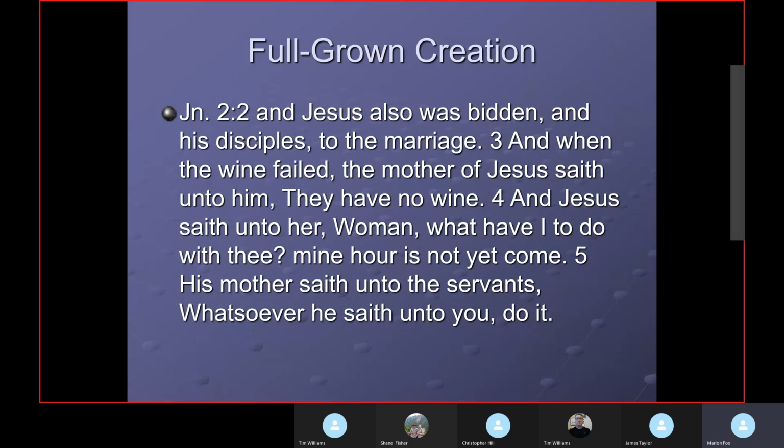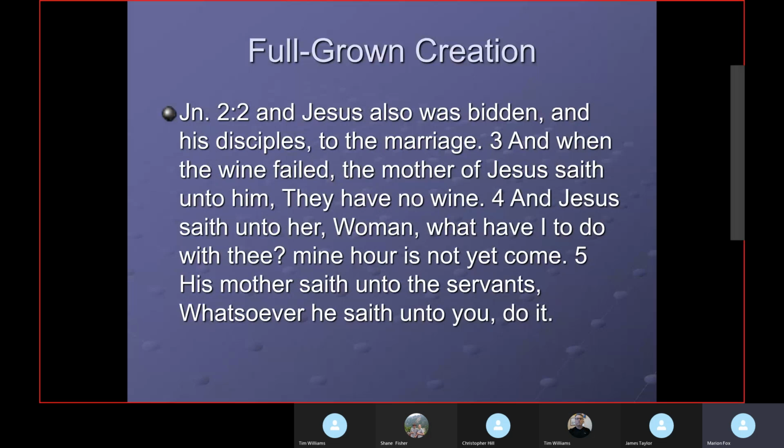And I would argue that Jesus didn't get the whole crowd drunk. He didn't create a bunch of alcoholic wine to get them drunk. And so I would argue that it was almost certainly unfermented wine or grape juice. The word wine is used for both fermented and unfermented. And when the wine failed, the mother of Jesus said unto him, they have no wine.